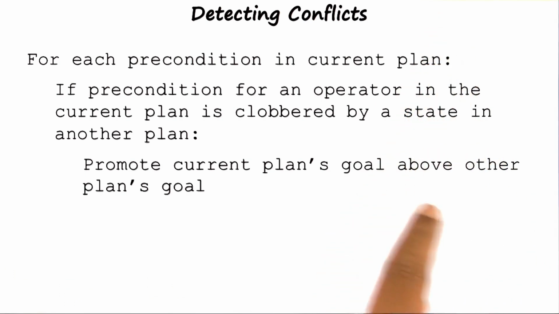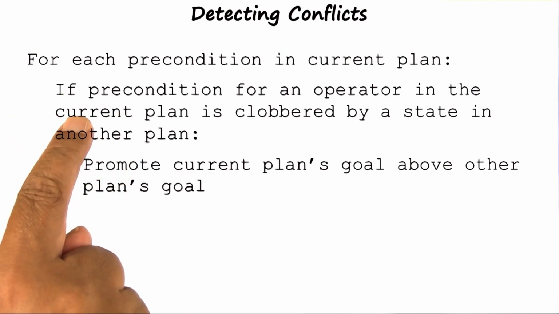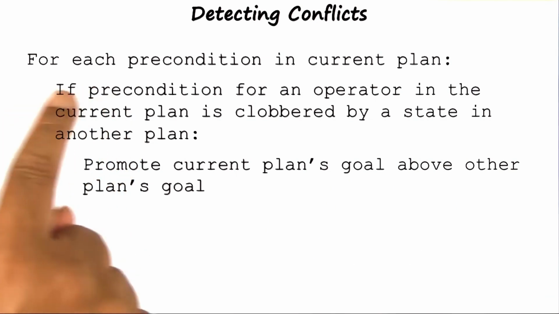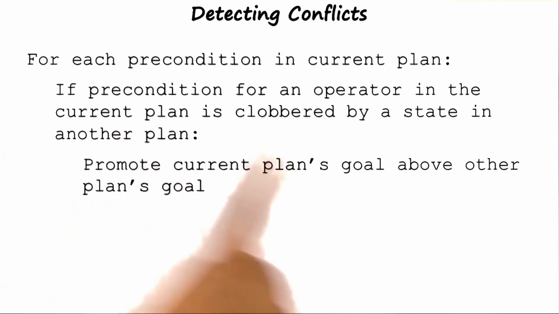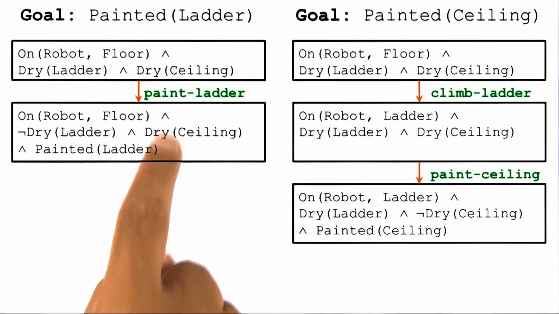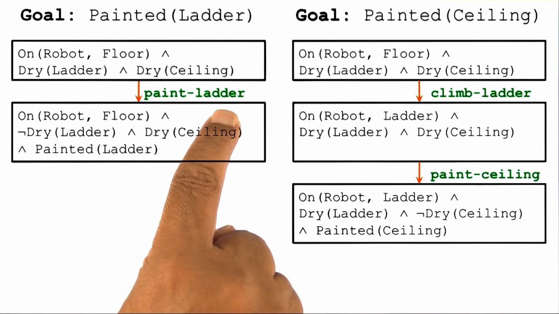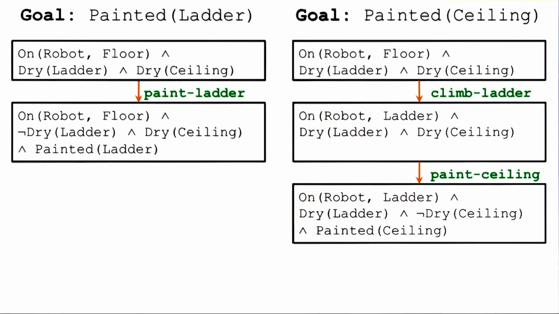Thus, if some state in plan B clobbers the application of some operator in plan A, then we may want to order the goals in this plan and this plan in such a way that this operator is done before that state is achieved. Now let us see how the partial order planner may go about detecting conflicts between these two plans. So the partial order planner may begin with its plan for painting the ladder and see whether the preconditions of this operator, paint ladder, are clobbered by any state in the second plan. As it turns out, that doesn't happen in this example.